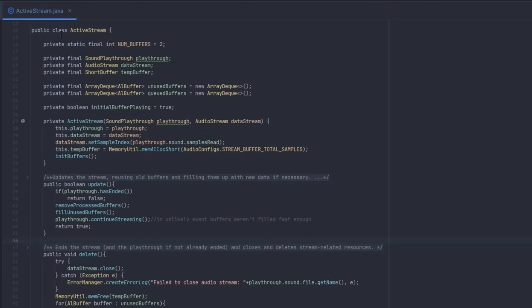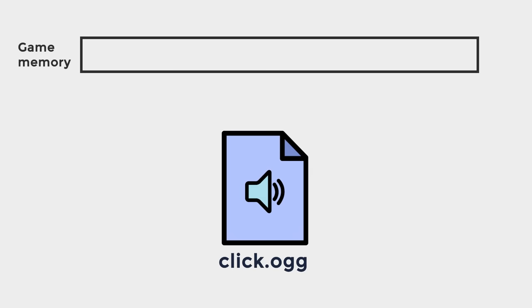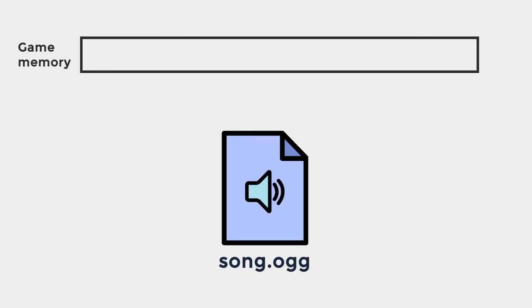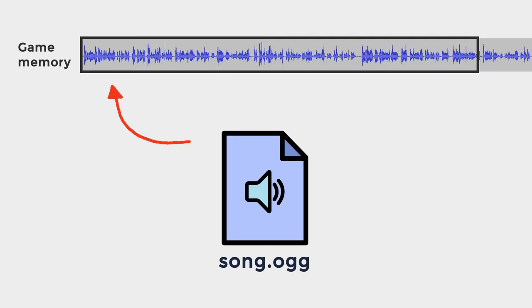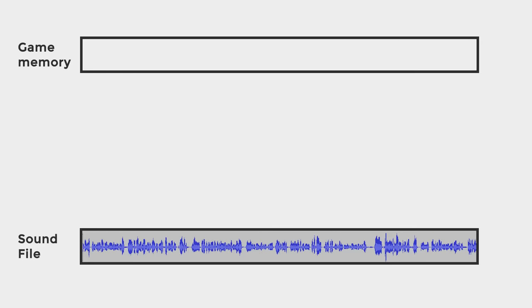I've been working on the streaming system today. For small sound effects you can just load them up entirely into memory, they don't take up much space, but for longer sound effects such as music tracks, you don't really want to load up the entire thing because they would just take up so much memory. So what you do instead is you stream the sound data from the sound file.